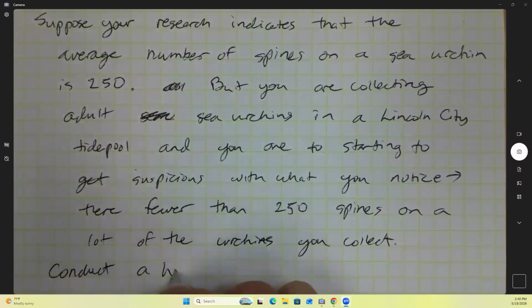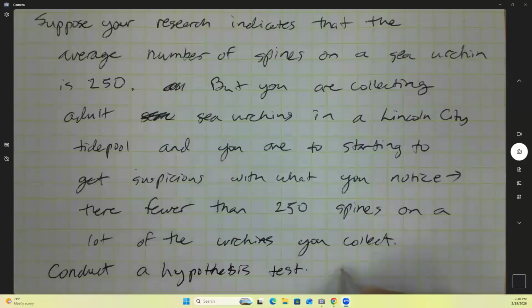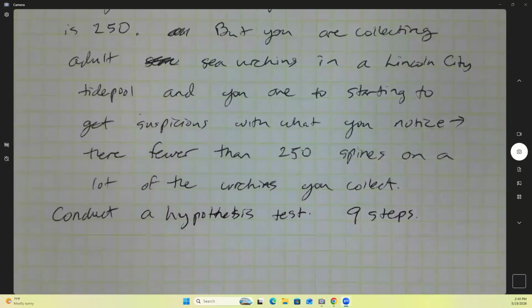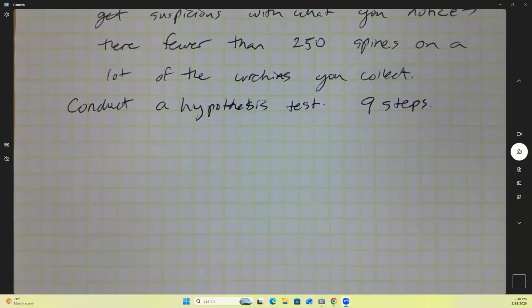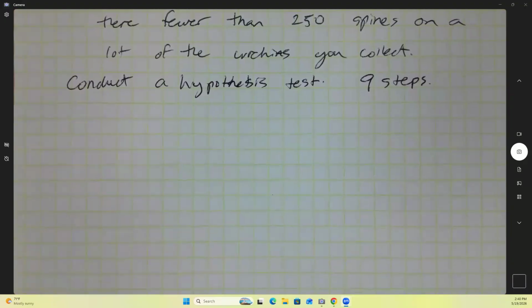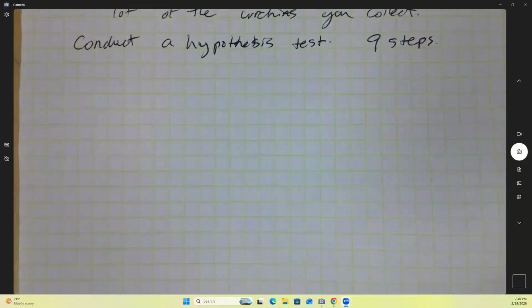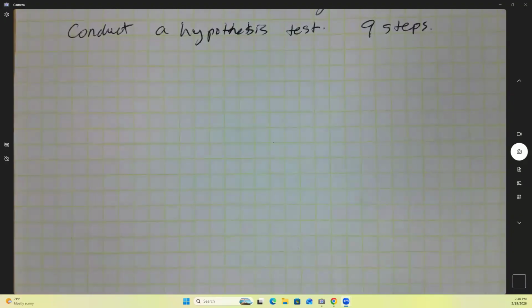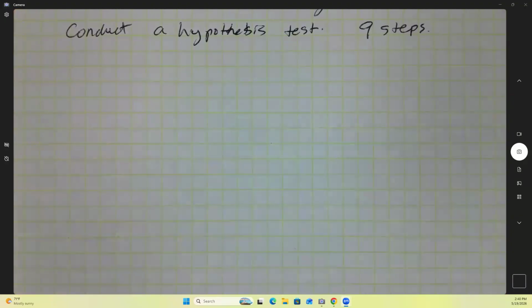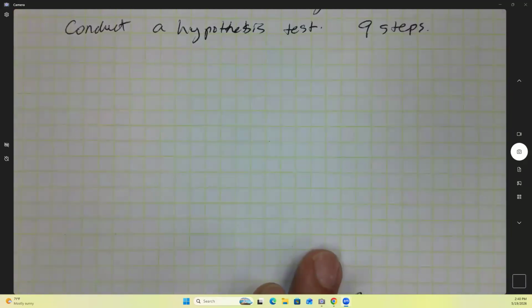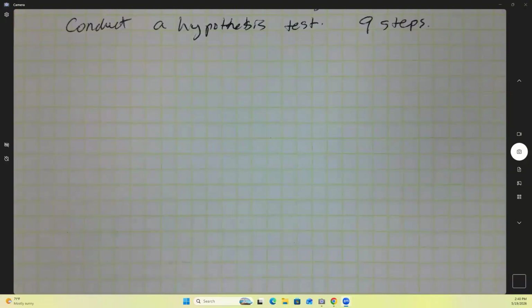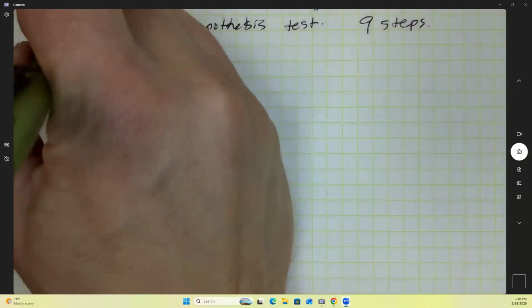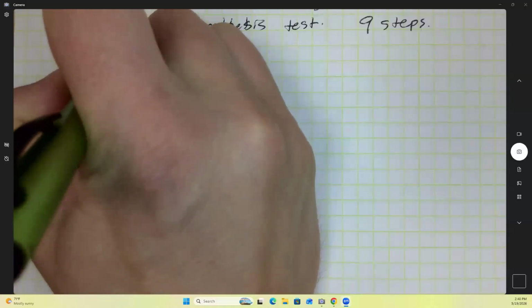So let's conduct a hypothesis test with the 9 steps. Feel free to grab your notes from last Thursday. What's my first step for hypothesis test? A research question, often framed as a yes or no.